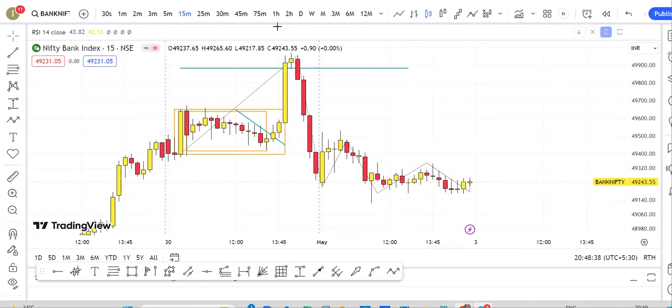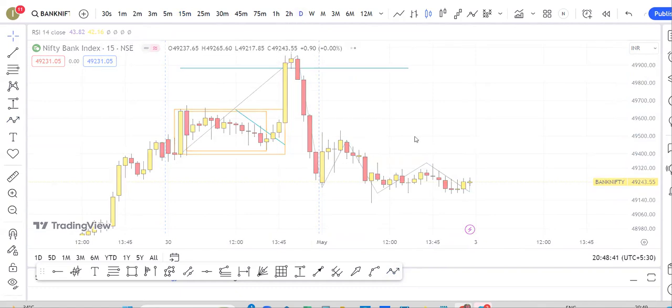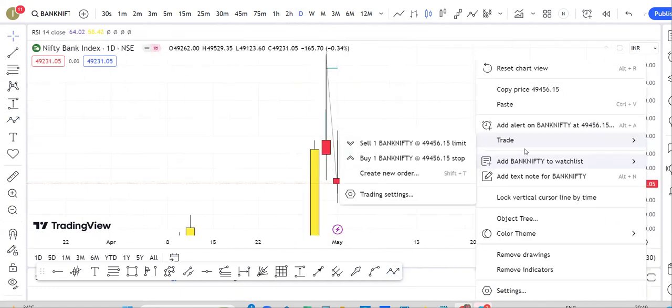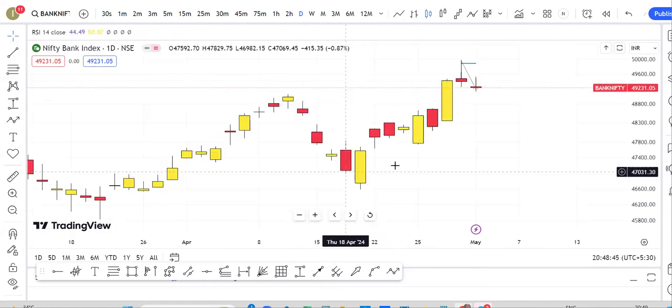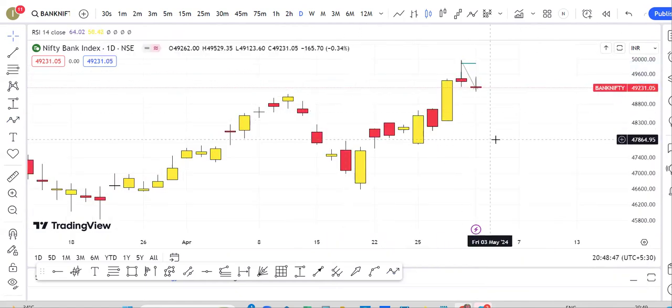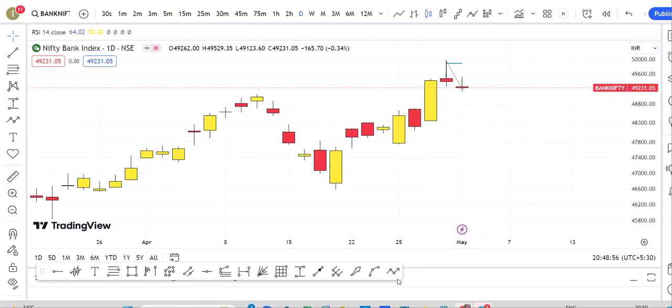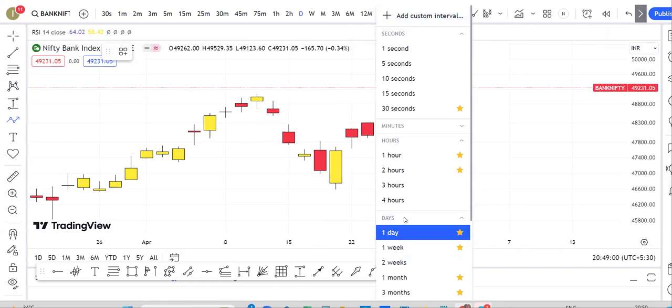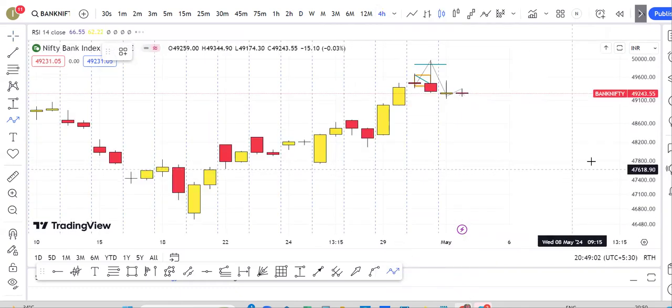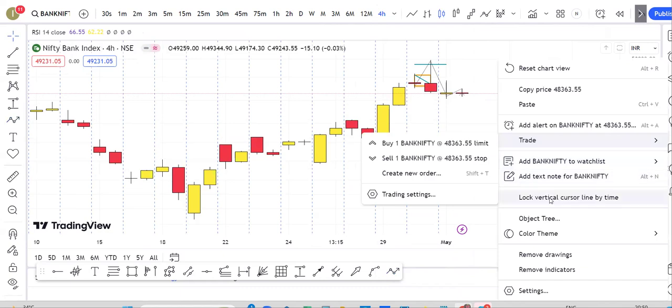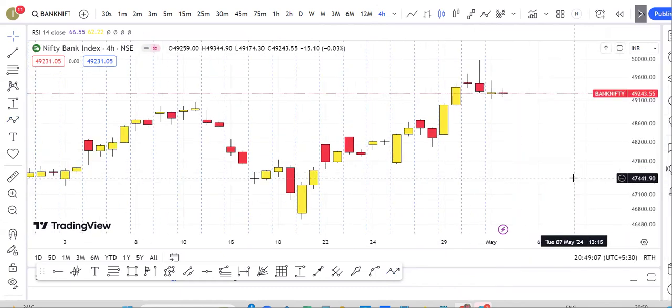If I go to the daily chart, you can see a dozy candle over here. Now, how will you analyze? How will you take a trade for the coming day, tomorrow? So on the 4-hour chart, you should go to the 4-hour chart. Let me remove the drawings. You should start mapping the market.